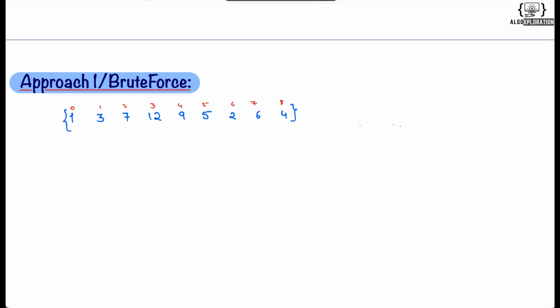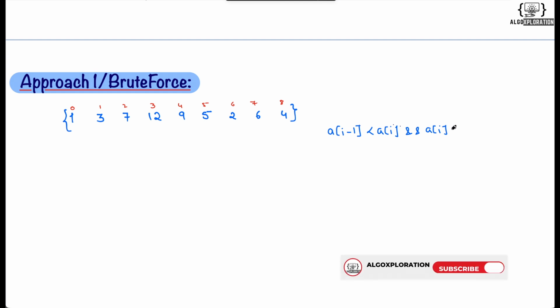So we know the condition, right? The condition is a of i minus 1 is lesser than a of i, and this element is also greater than a of i plus 1. So I'll simply have an AND condition in which a of i is greater than a of i plus 1. That's it. Now what we can do is simply check this condition on every value, and whichever value satisfies this case, we can simply return the index.